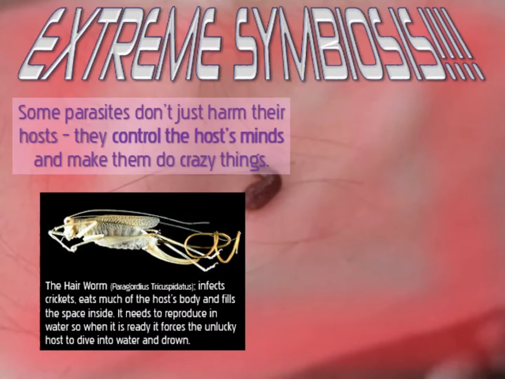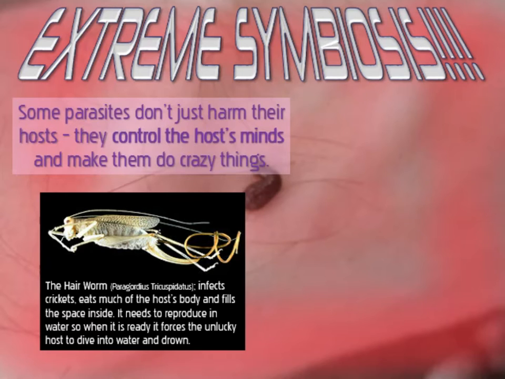But, well, here is one zombie worm, the hairworm, which infects crickets, and it lives inside the cricket and eats much of the body while the host is still alive. And when it needs to reproduce, it has to reproduce in water. So when it's ready, it controls the cricket so that it jumps into a body of water where the worm can leave the now dead, drowned cricket and reproduce in water.